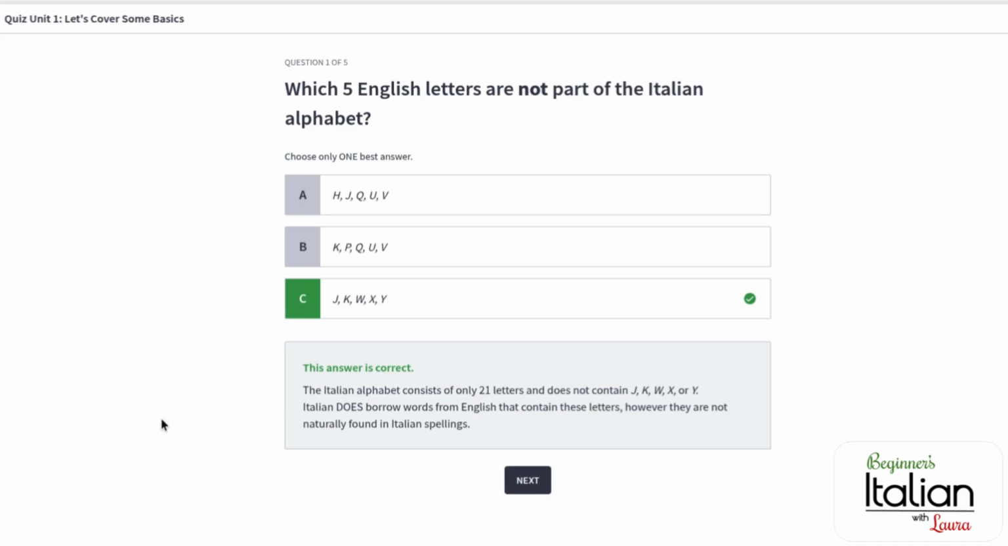Okay, so letter C is the correct answer. The Italian alphabet consists of only 21 letters and does not contain J, K, W, X, or Y. Italian does borrow words from English that contain these letters. However, they are not naturally found in Italian spellings.